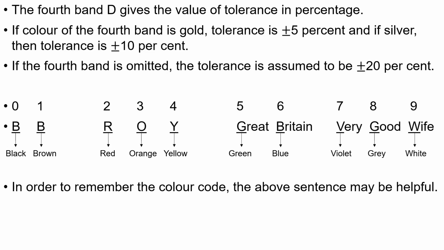And fourth band, D, gives the value of tolerance in percentage. If color of the fourth band is gold, tolerance is 5%, and if silver, then tolerance is 10%. If the fourth band is omitted, the tolerance is assumed to be 20%. In order to remember the color code, the sentence "B B ROY of Great Britain had a Very Good Wife" may be helpful.